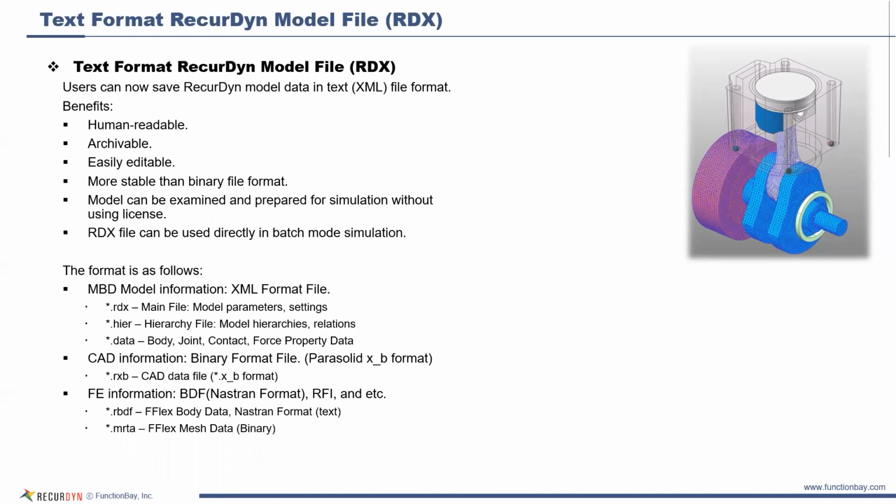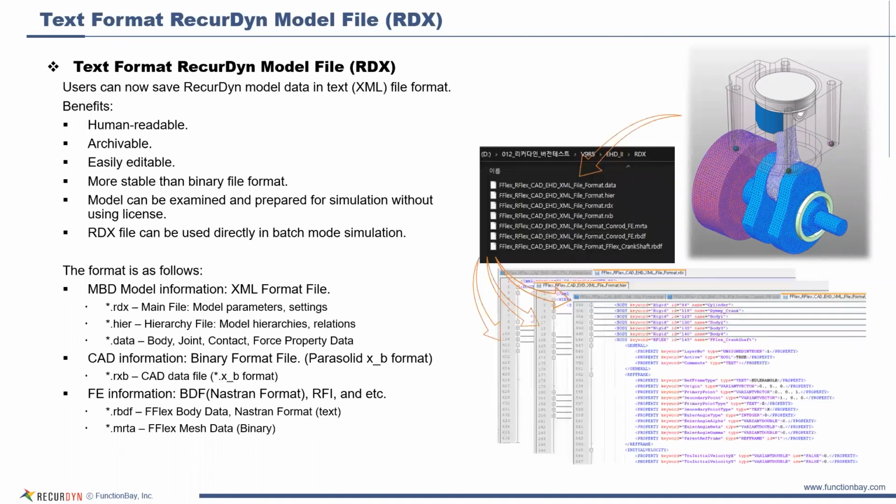And also what we call the RDX file, which is the main text file, can be used directly in batch mode simulation. So users can go ahead and just use a text editor, edit certain parameter values, and then just feed it right into the batch mode simulation.